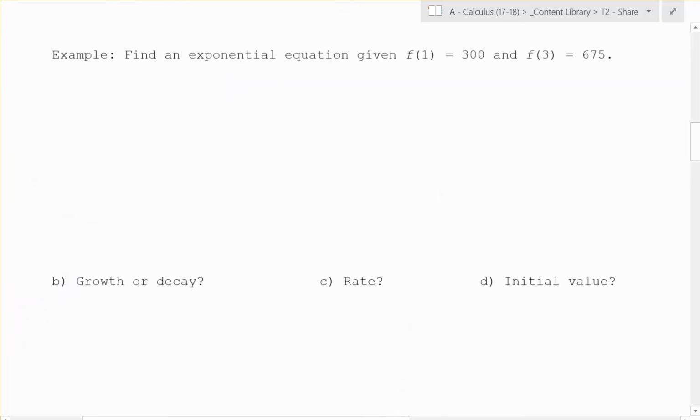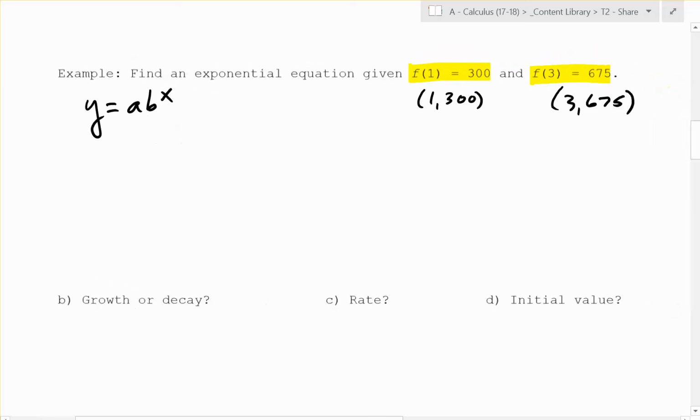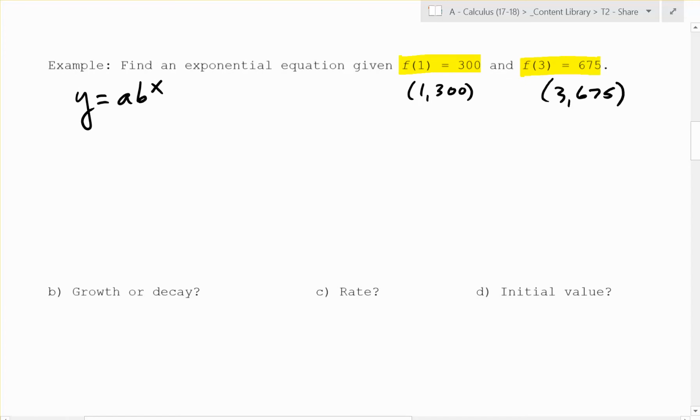A common question you could be asked is to find an exponential function given some data. And in this case, we're given 2 points. The first point is f of 1 is 300. That means you have the point (1, 300). And the second point is f of 3 is 675, meaning the point is (3, 675). We are searching for a function y equals a times b to the x. So let's take these 2 points and plug them in to get 2 equations.